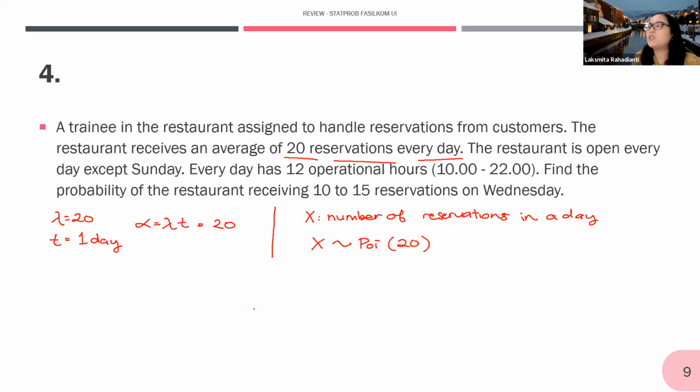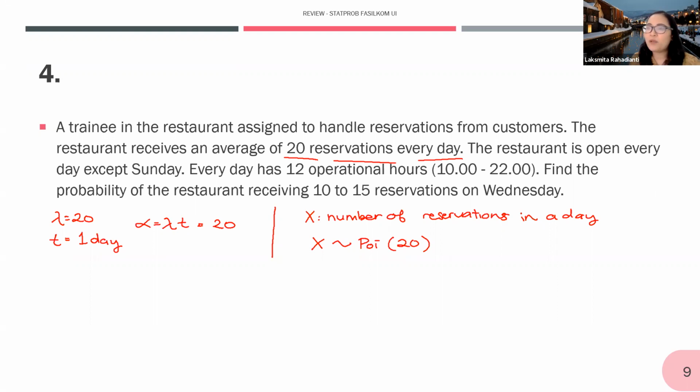So let's see what it says. The restaurant is open every day except Sunday. Every day has 12 operational hours. Find the probability of the restaurant receiving 10 to 15 reservations on a Wednesday. So what is important for us here? Not everything that I just read is important for us to solve the question.